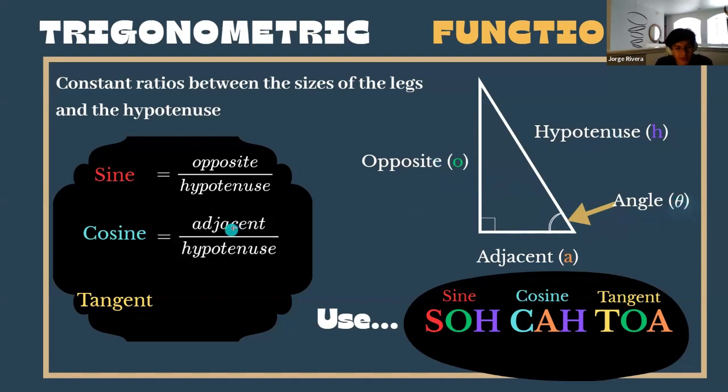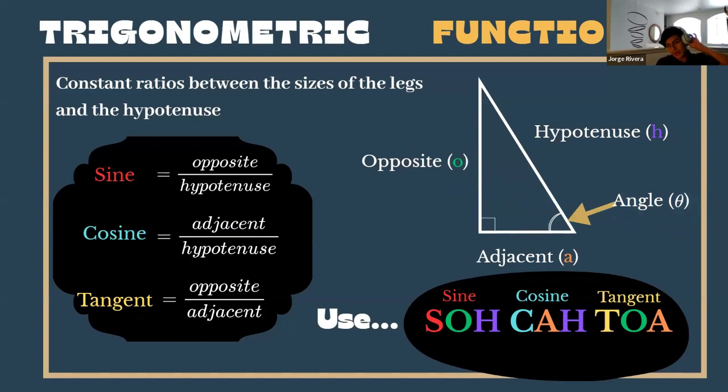If you want to look at cosine, that's going to be adjacent over the hypotenuse. That's this one over the hypotenuse. We're talking about the angle. And if we want to do tangent, that's going to be the opposite over the adjacent. All right, does everybody understand that? It's just kind of something that you have to memorize.